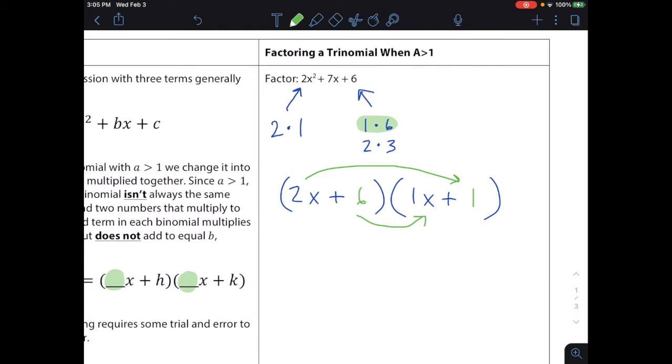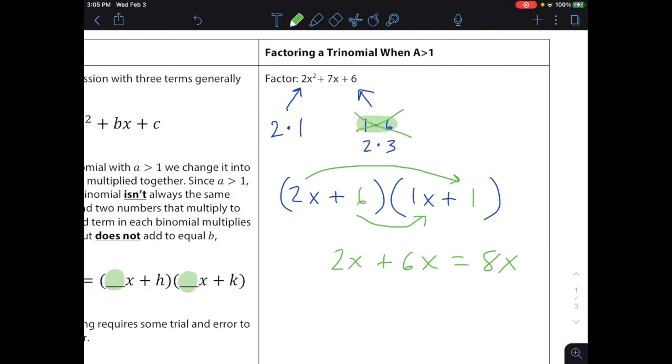So 2x times 1 is 2x. And 6 times 1x is 6x. So 2x plus 6x is 8x. Well, that's close, but not close enough. We need it to be 7. All right, so now we need to say, all right, that one didn't work. So I can just actually cross the 1 times 6 off the list.